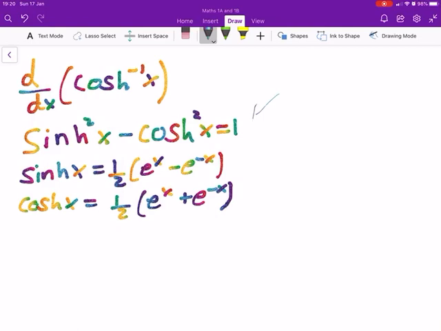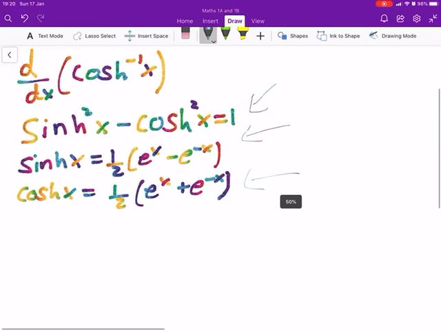So yeah, make sure you remember these identities as we're going to be using these whilst solving this problem, okay? So the first one is sinh squared x minus cosh squared x is equal to 1, and sinh x is half e to the x minus e to the minus x. Cosh x is half e to the x plus e to the minus x. And yeah, we are now ready to get started.